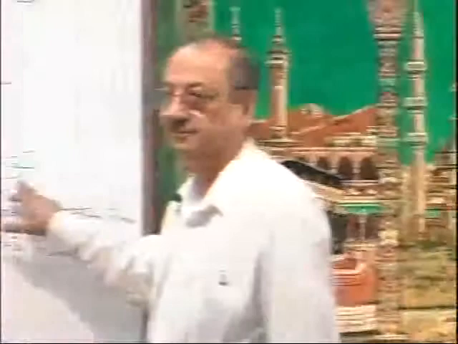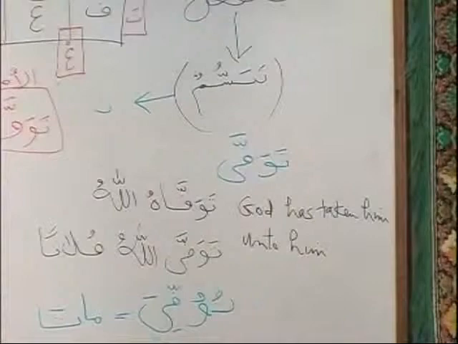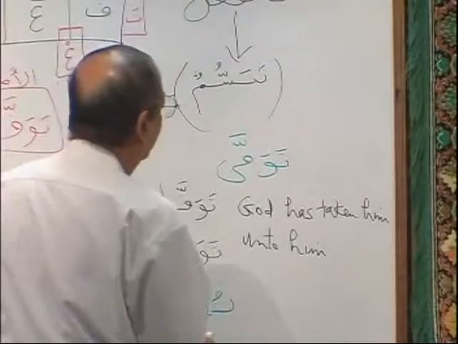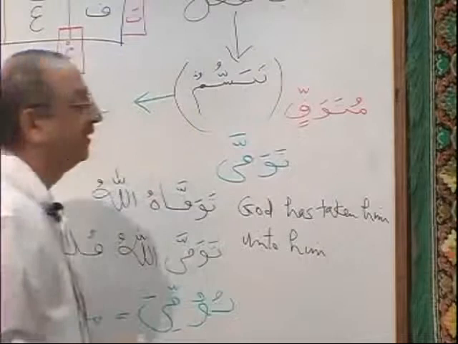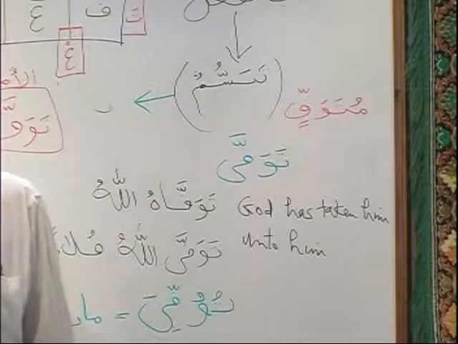Now, before I proceed, the final thing that I want to tell you, brothers and sisters, is tawaffa. Make ism fa'il. Mutawaffin. Remember that. Tawaffa, the ism fa'il will be mutawaffin. Are you with me? Mutawaffin. Who can be mutawaffin? Only Allah. Only Allah. Okay.